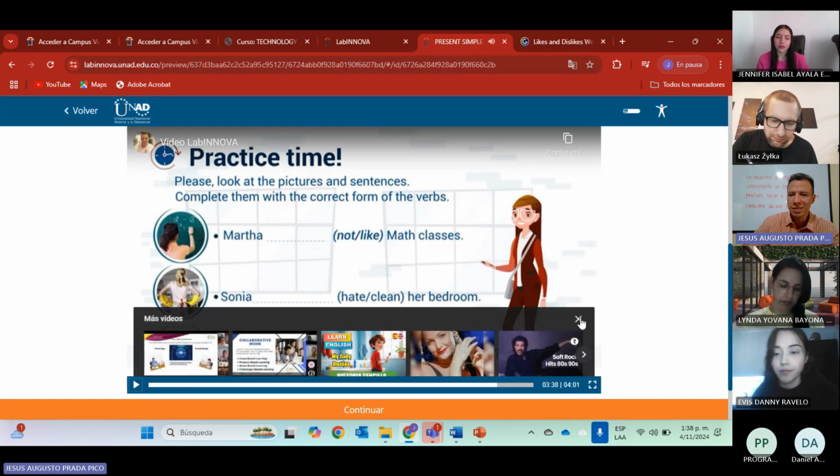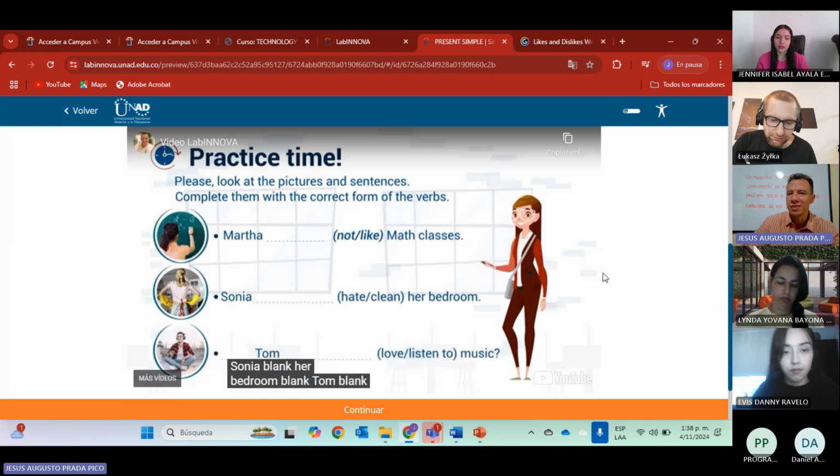So in that case, for the first sentence, how do you complete this sentence? Marta, in negative form, not like math classes. So if you use an auxiliary, like in the examples, any person who wants to participate, how do you complete that sentence in a negative form?